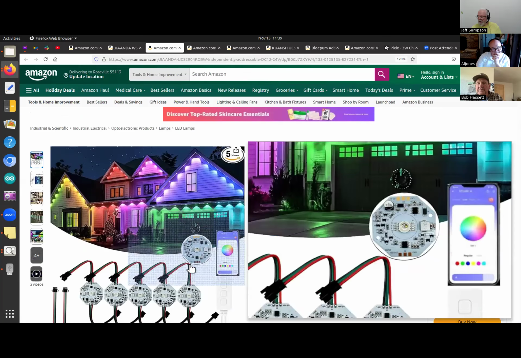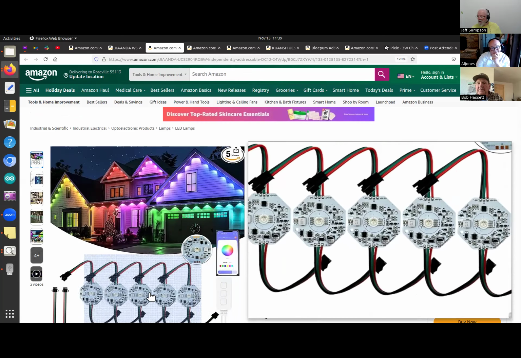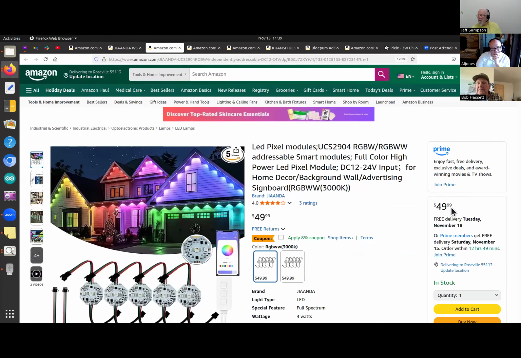And here's some that are like that first one we saw. It's not exactly the same board, but it works the same way. And these are 5 boards for $50. So these are $10 apiece if you wanted to buy these. That's much better than $100 apiece.